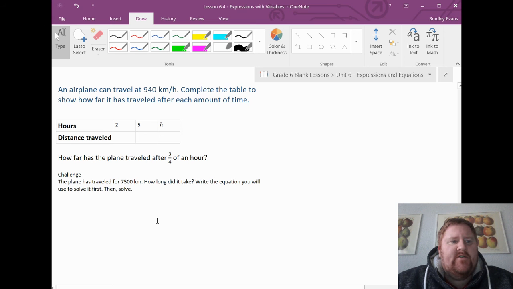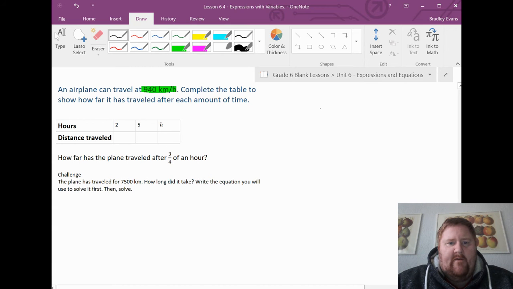All right, an airplane can travel at 940 kilometers per hour. Complete the table to show how far it has traveled after each amount of time. Okay, so after 1 hour, let's highlight what's important here. It's traveled 940 kilometers. So how far will it travel after 2 hours?